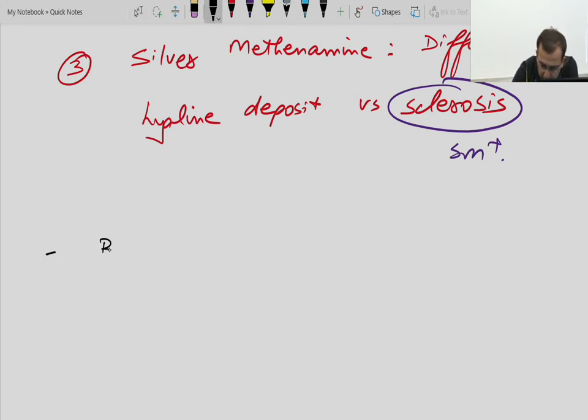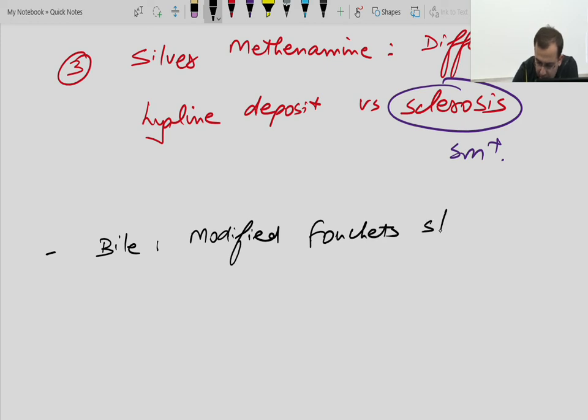Starting with bile, we use modified Fouchet's stain. Modified word can be used later also, bile Fouchet's.